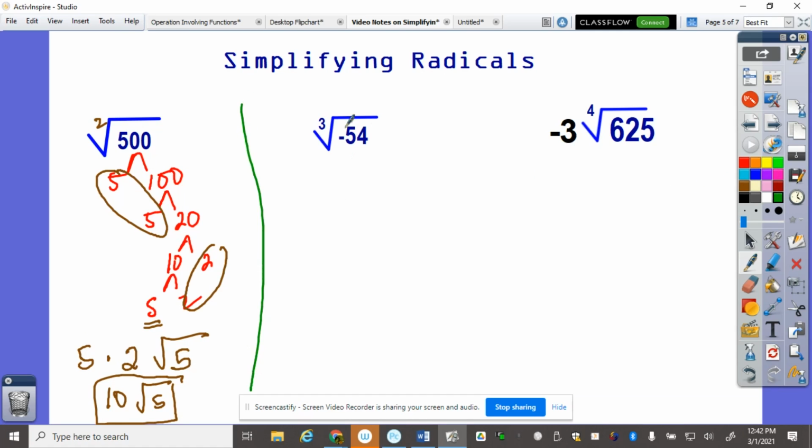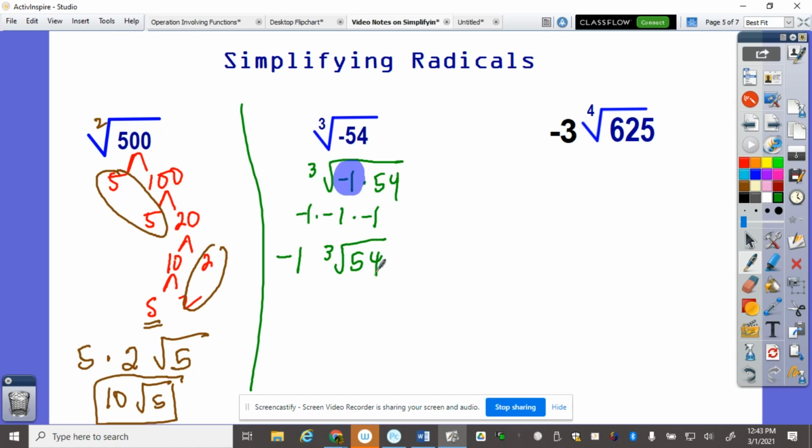Next, cube root of negative 54. Again, I like to put there a negative 1 times 54. That easily tells me that there should be a negative 1 outside because negative 1 times negative 1 times negative 1 will give me a negative 1. So I'll put the negative 1 there now.